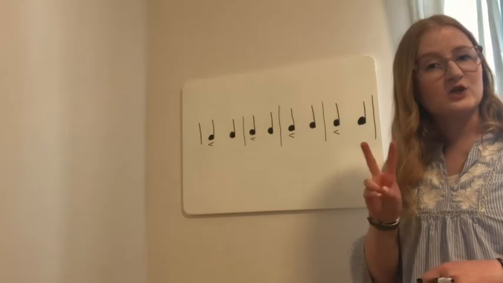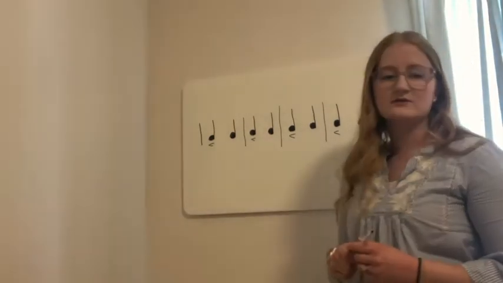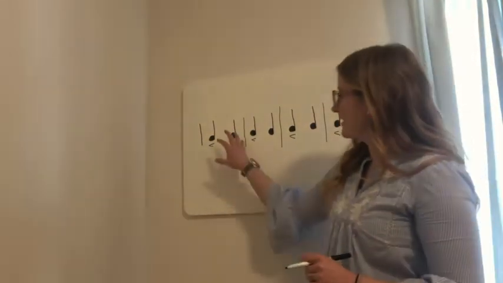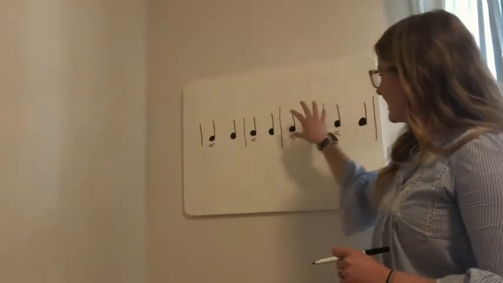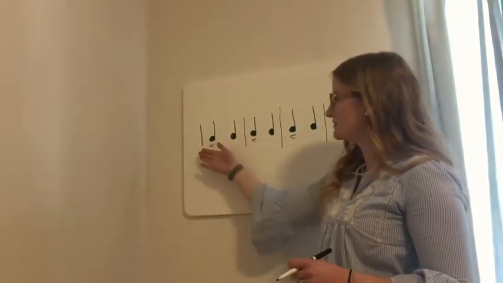If you said the number 2, you're correct. We've got 1, 2 notes in between each bar line, okay? And the bar lines are grouped into how many beats we want per measure. This is called a measure, okay?